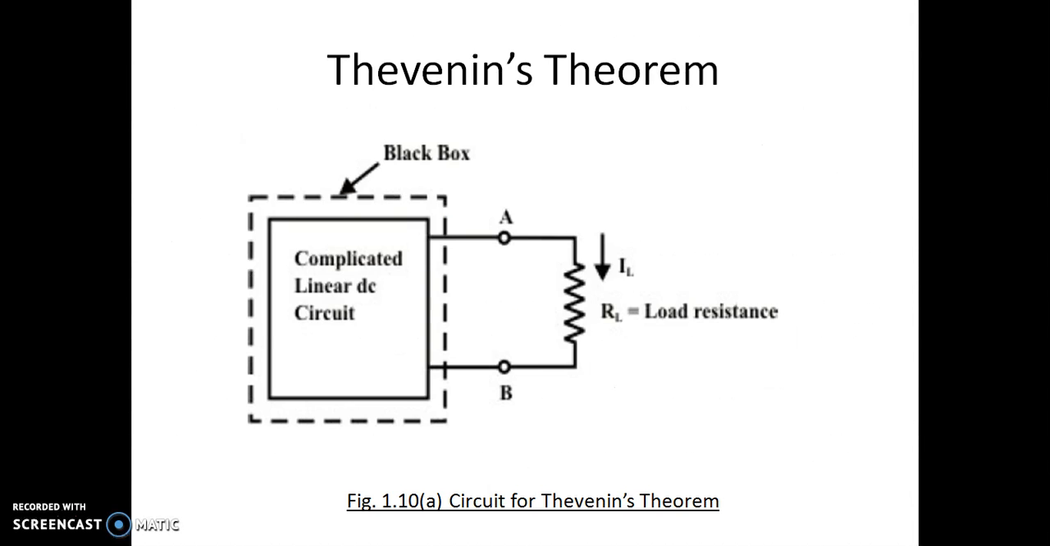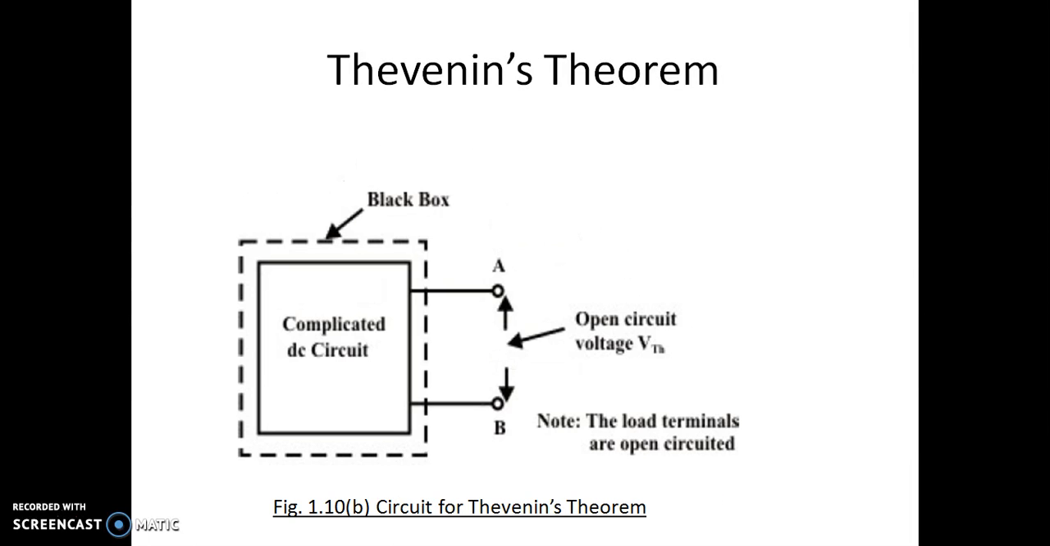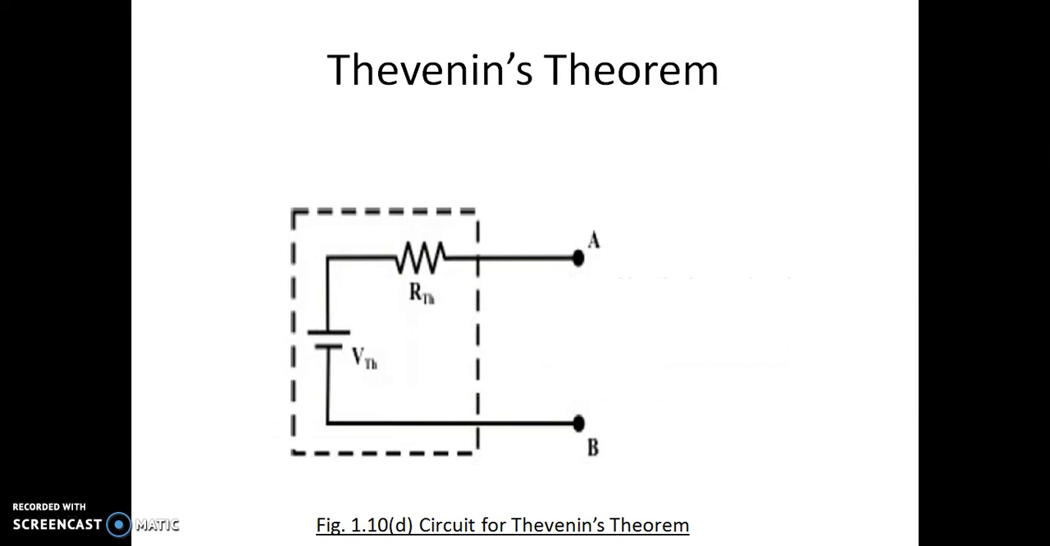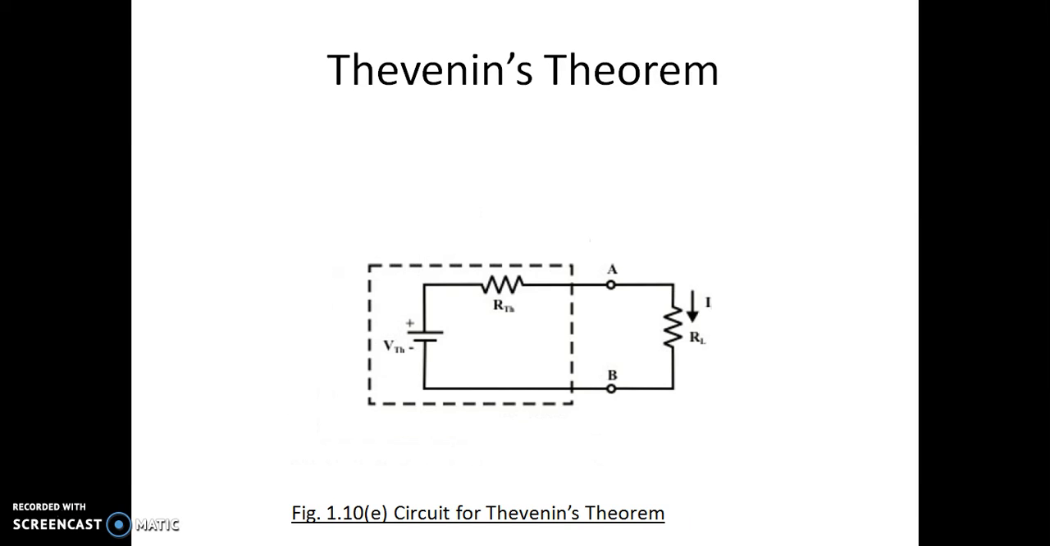Figure 1.10a gives the circuit for Thevenin's theorem. Figure 1.10b gives the circuit with the load resistance removed. Figure 1.10c gives the circuit for calculating Thevenin's resistance. It states that we have to observe the circuit from the open terminals as shown in the figure. Figure 1.10d gives the equivalent circuit for Thevenin's theorem. And figure 1.10e gives the net circuit with load resistance included with the equivalent circuit.